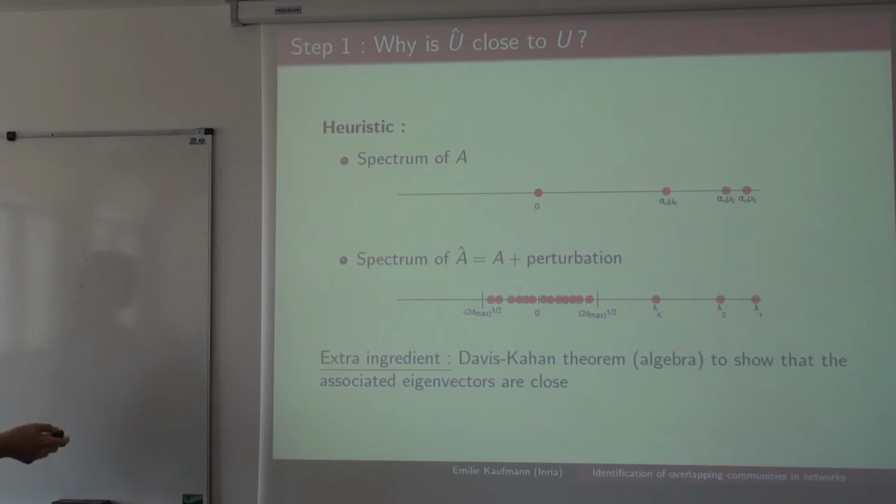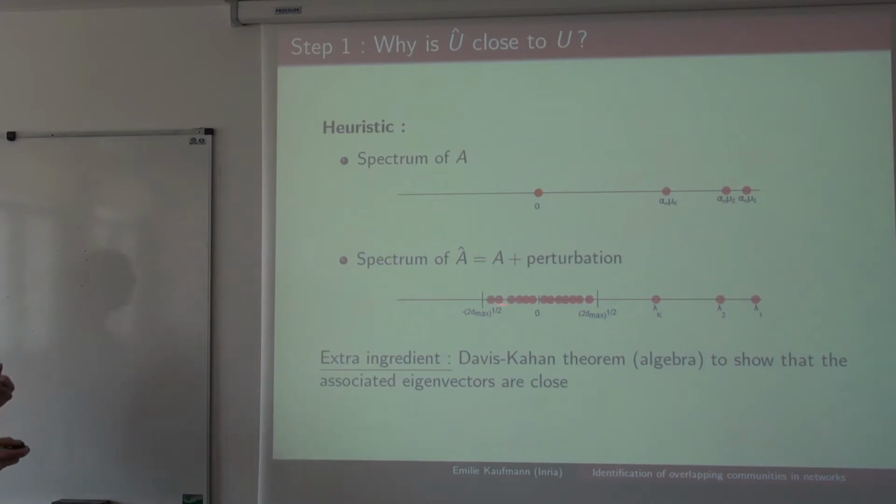And the K non-zero eigenvalues of A will be alpha n mu1 up to alpha n mu k, where mu1 up to mu k are the K eigenvalues of the small matrix that does not depend on n. So now if we have the spectrum of A hat, A hat can be seen as the expected adjacency matrix plus some perturbation.